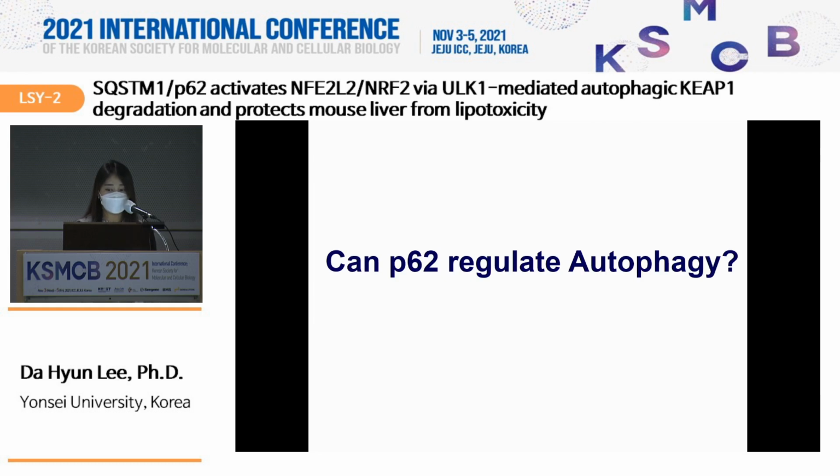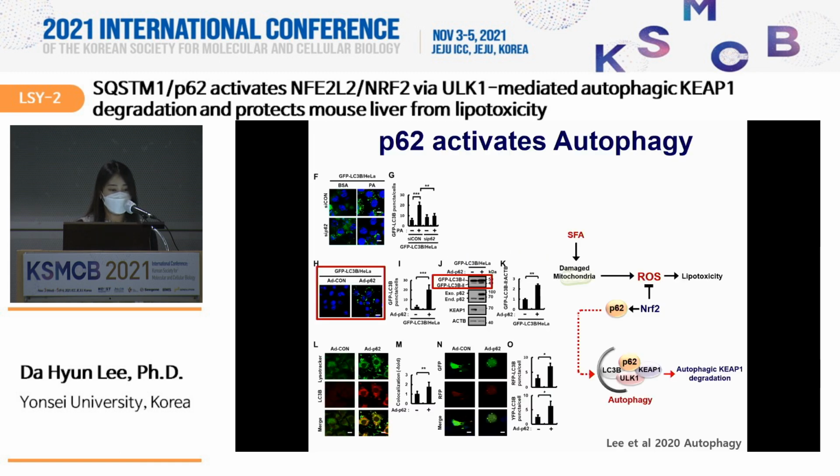And a new question emerged, can P62 regulate autophagy? I used GFP-LC3 HeLa cells to clarify whether P62 activates autophagy. Look at panels H and J. Infection of adenoviral P62 significantly induces GFP-puncta and GFP-LC3-II. And in panels L and N, the overexpression of P62 increases autolysosomes and autophagic flux.